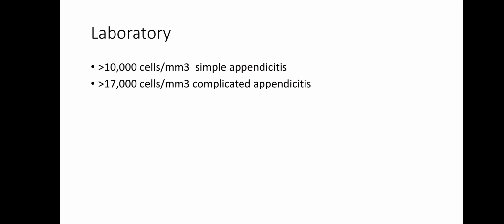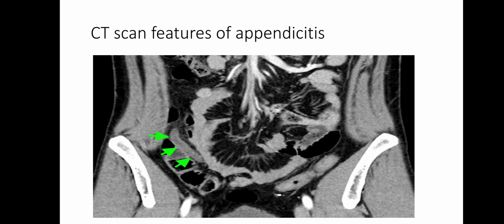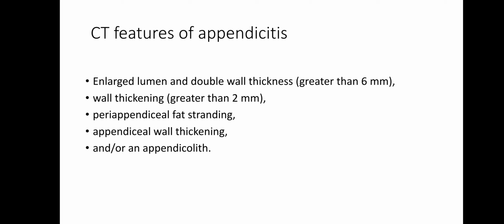Lab findings. Patients with appendicitis usually have leukocytosis of 10,000 cells per cubic millimeter, with a higher leukocytosis associated with gangrenous and perforated appendicitis, or around 17,000 cells per cubic millimeter. Features on a CT scan that suggest appendicitis include enlarged lumen and double wall thickness greater than 6 mm, wall thickening greater than 2 mm, periappendiceal fat stranding, appendiceal wall thickening, and/or an appendicolith.